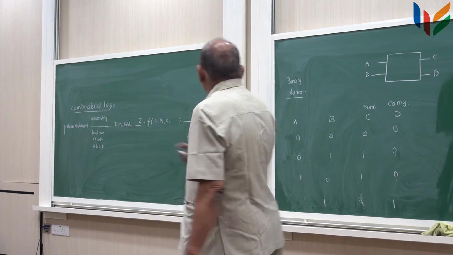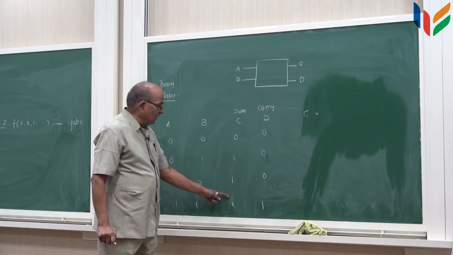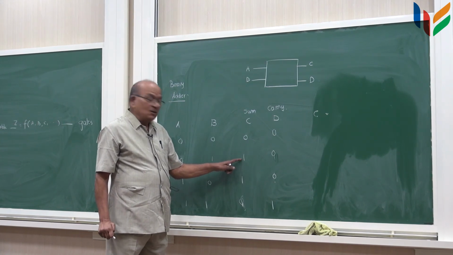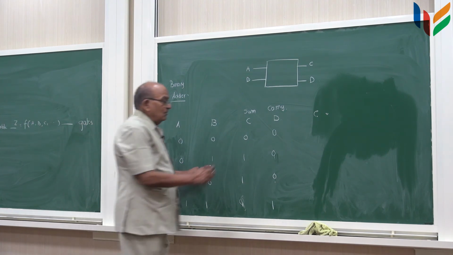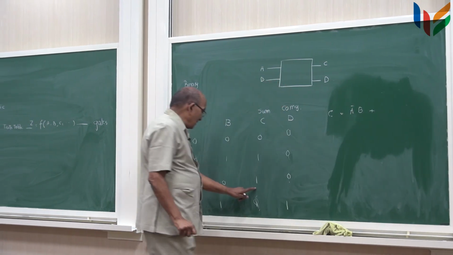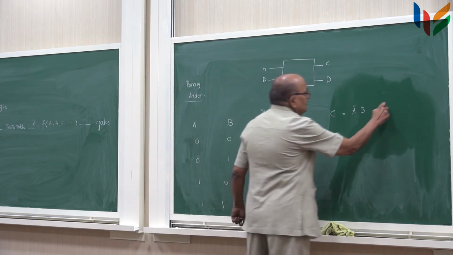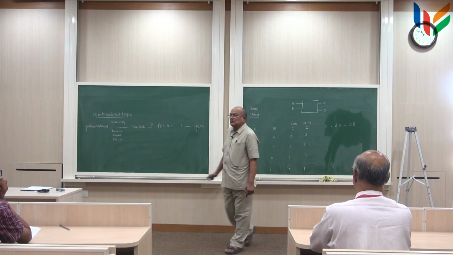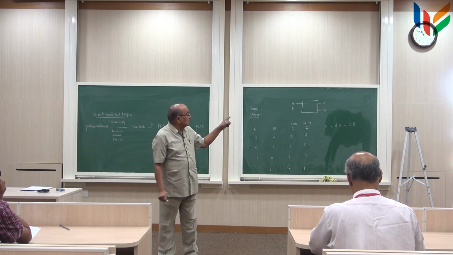So if you look up this C, look at the column of C's, there is a 1 here, there is a 1 here. How do you get this 1? If this gets 1, it is A bar into B, right? So C is equal to A bar into B, plus there is one more 1 here, which is A into B bar. So this is your Boolean function corresponding to the sum.